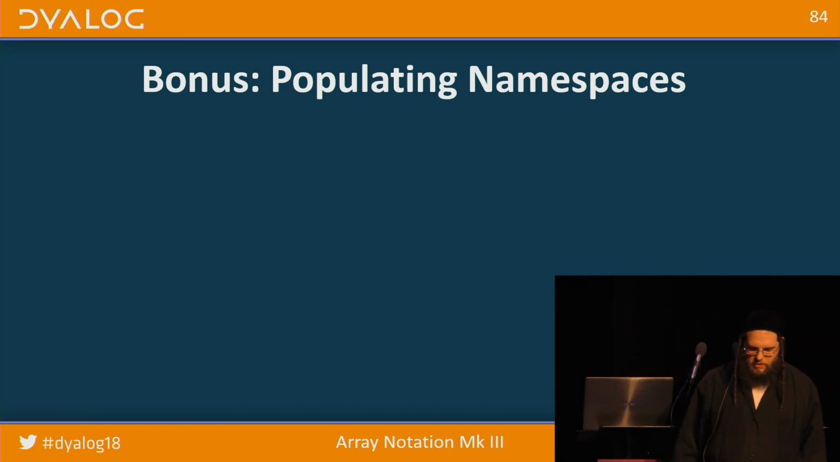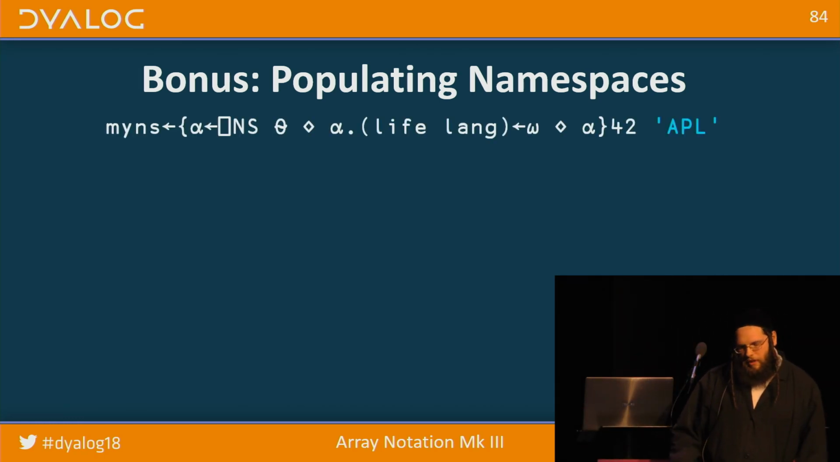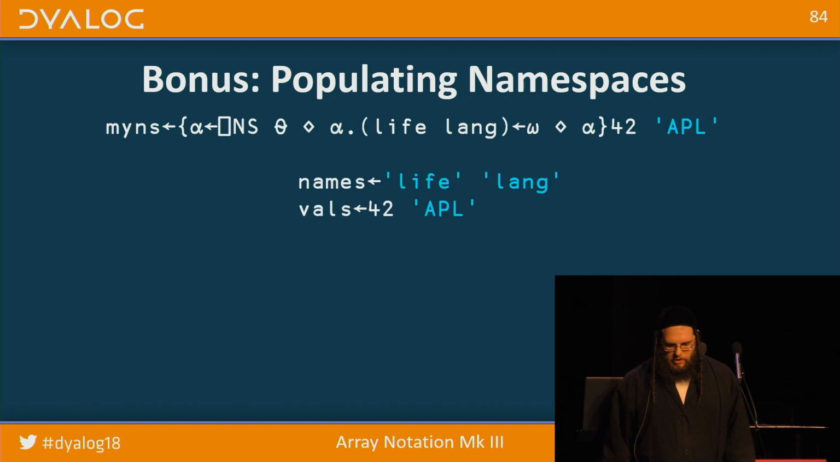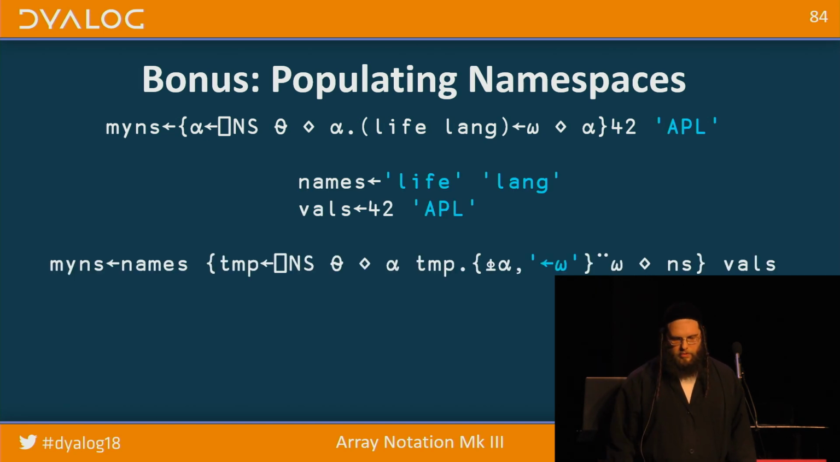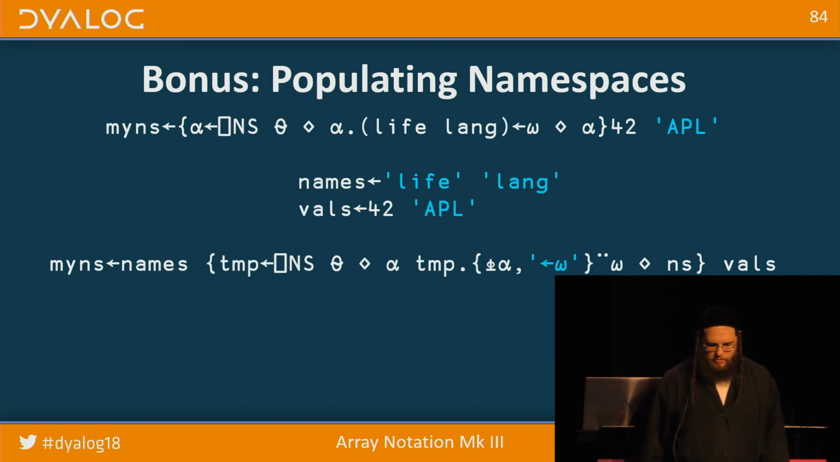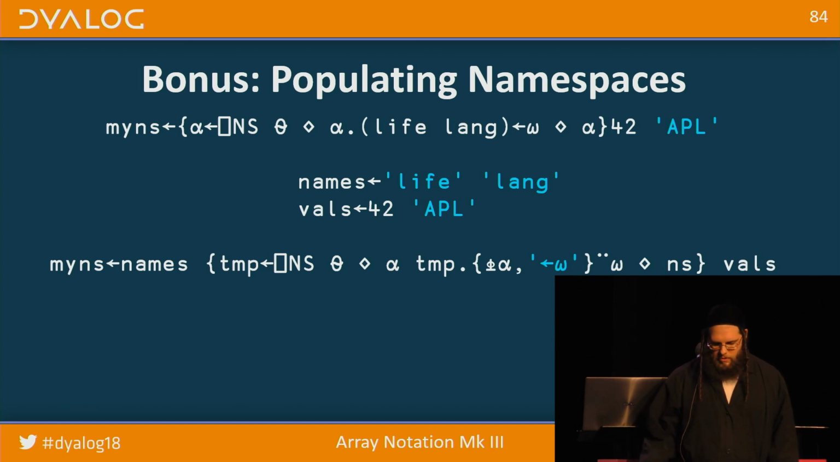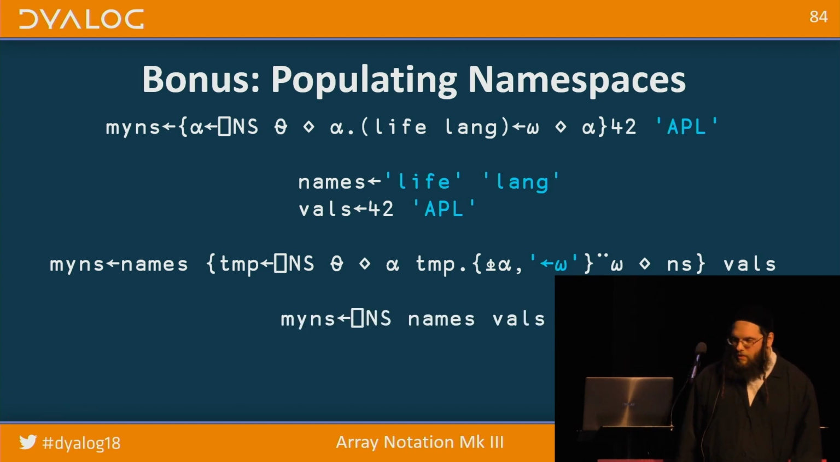Tangentially related to this, but once we get this right, we should really have this as well. I showed you the expression to generate a namespace with certain names and values. So let's say we have names, we have values, you want to put them together. You can create this helper function, and in fact, we have a lot of code that does things like this, but it's really hard to get it right on the first try. So wouldn't it be nice if you could just write this?